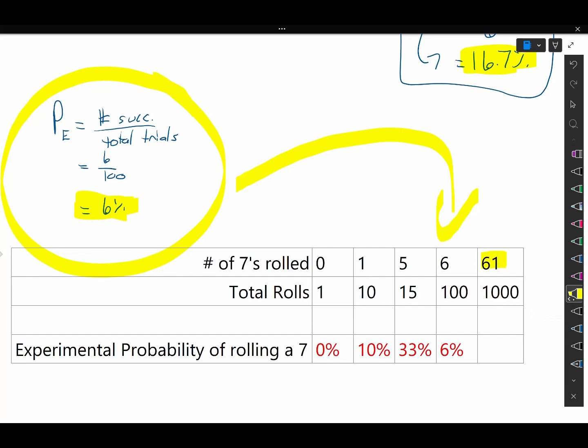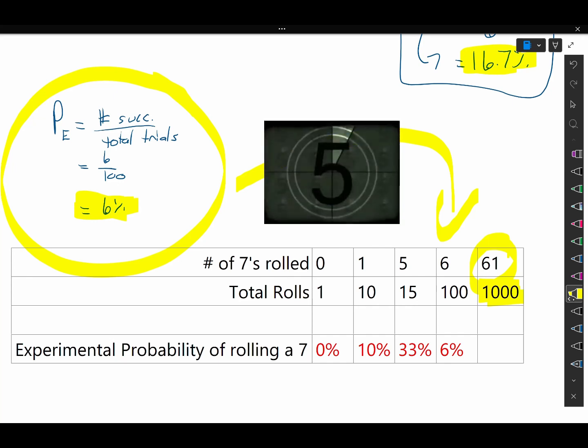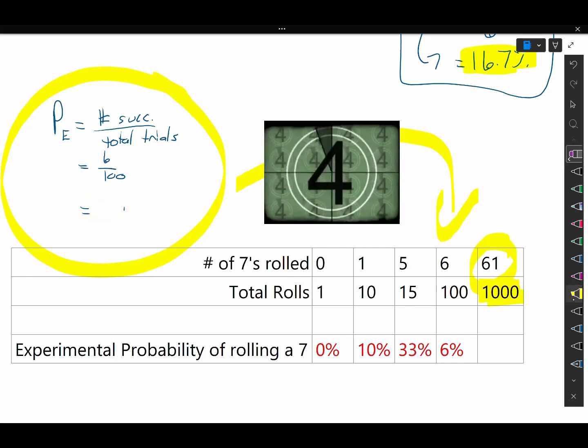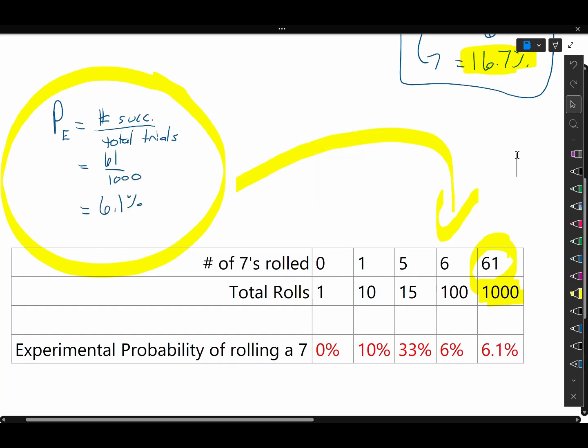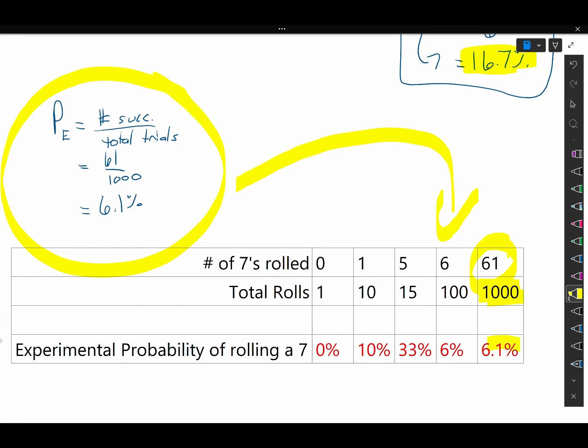Let's say they continued to roll, not 100 times, but 10 times that. They rolled the pair of dice 1,000 times. They found 61 sevens. And I want you to calculate the new experimental probability of rolling a 7. Good, so we should end up here with 6.1% of the time.